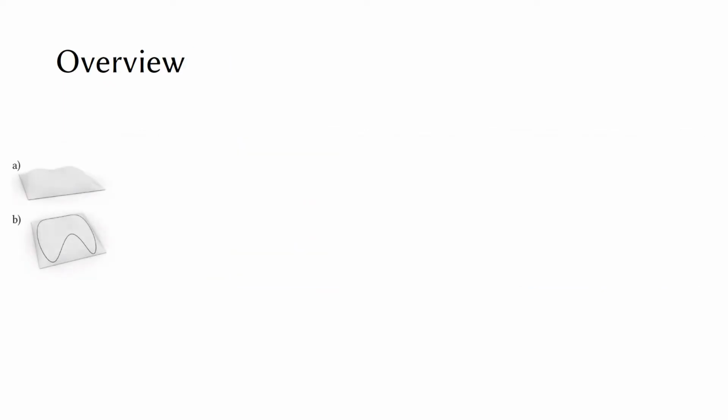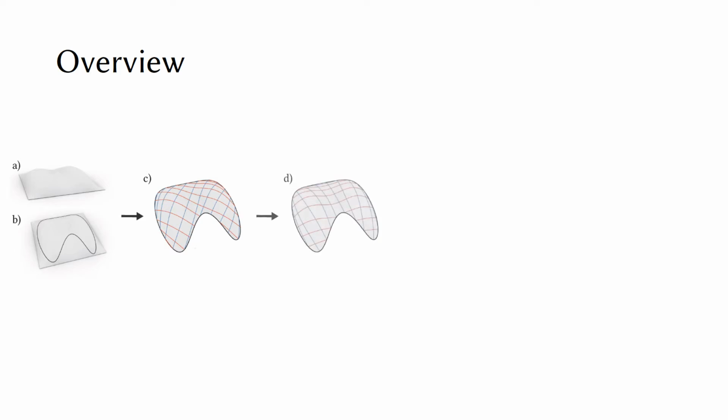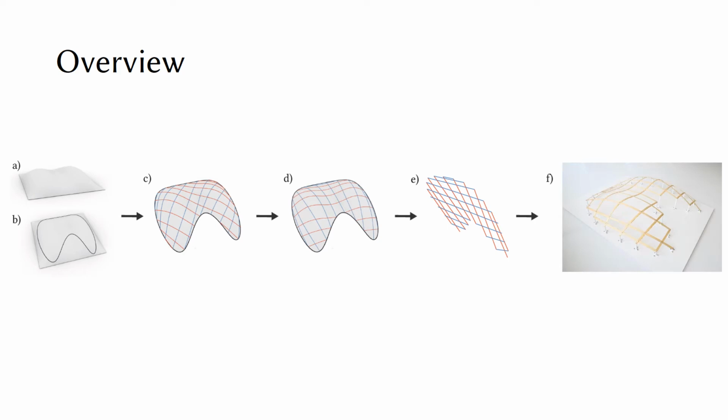Given an initial surface, the designer chooses a boundary curve on the surface. We compute an initial grid layout with a fixed number of members that can be provided by the designer. The grid is then optimized such that it approximates the target surface well when it is deployed. We then planarize the grid in an optimization process, while also taking into account fabrication constraints. Finally, the grid is ready for fabrication.